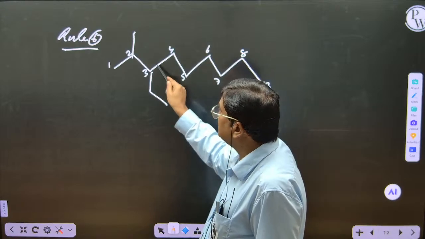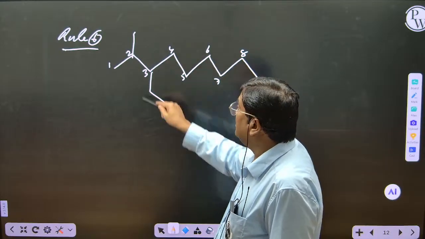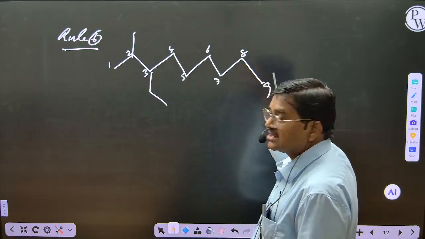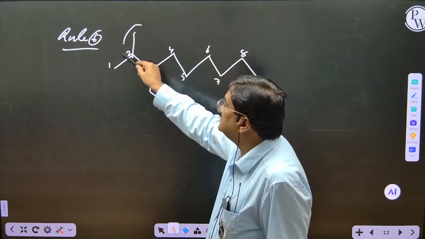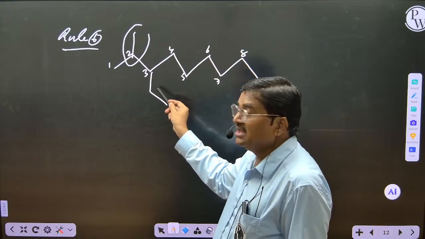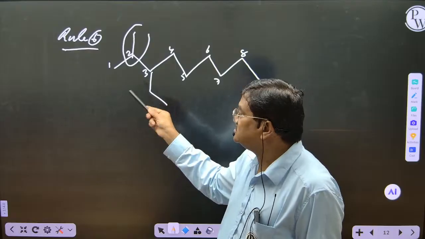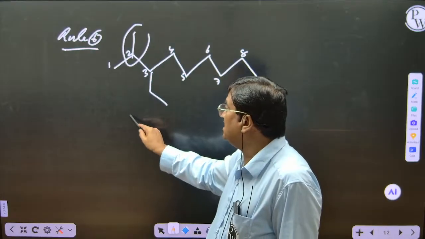But if I come like this, what happens? See, branches are coming less. Only one branch I am getting. Going straight is correct. Now tell me, there are two different substituents here. See, this is methyl, this is ethyl. So when you are giving the name, alphabetically you have to call. First, who should be written? Ethyl, then followed by what?